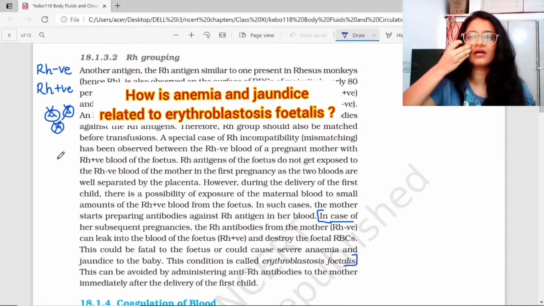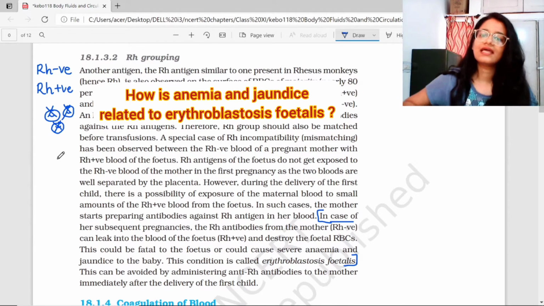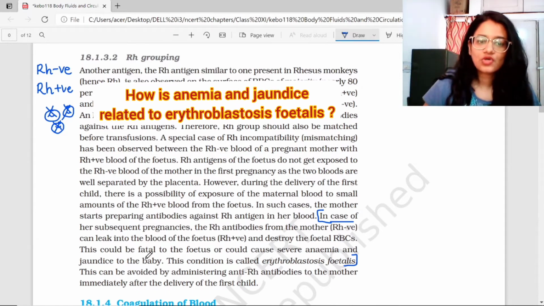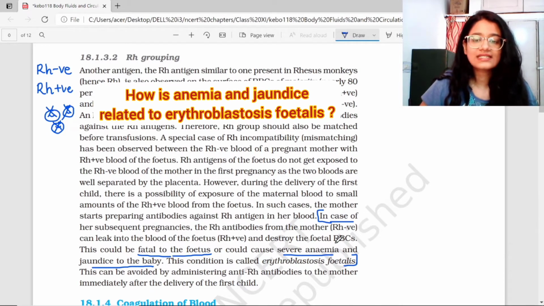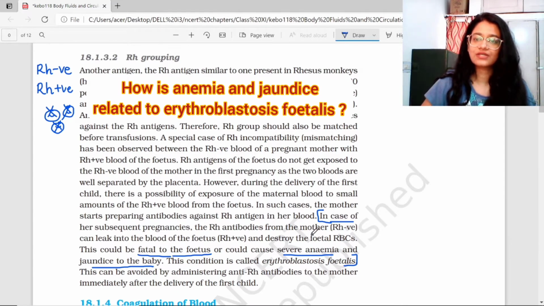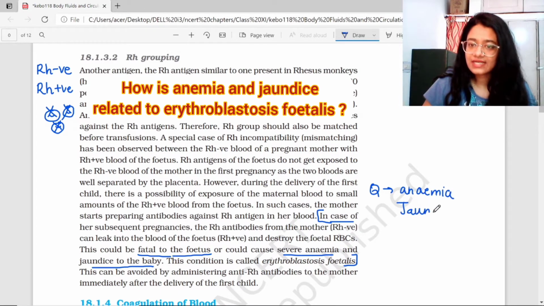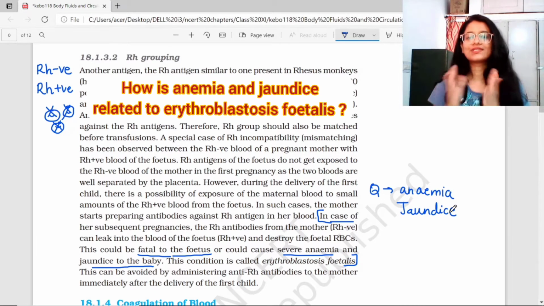Now the question here, which most of the students ask, is that this could be fatal to the fetus or could cause severe anemia and jaundice to the baby. This condition is called Erythroblastosis Foetalis. Then how is anemia being caused, and how is jaundice related to Erythroblastosis Foetalis? Okay, so that's the question here, that how are anemia and jaundice related to Erythroblastosis Foetalis.